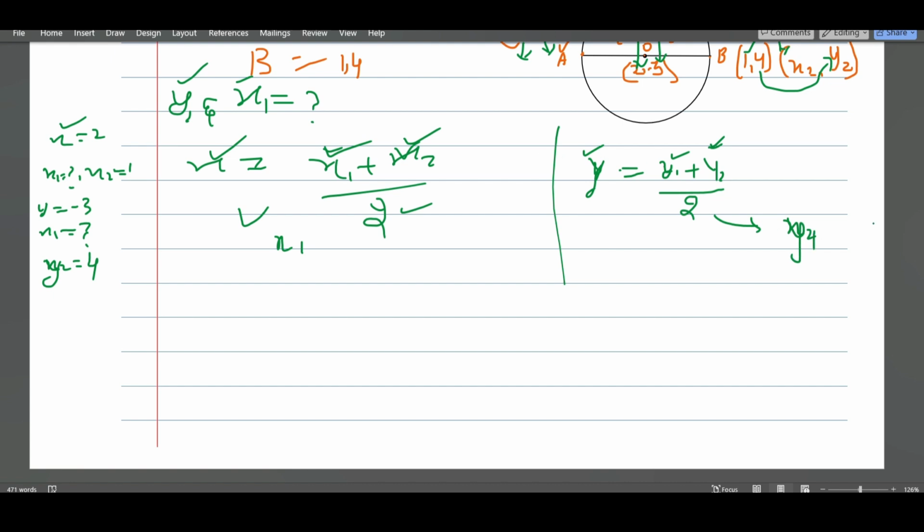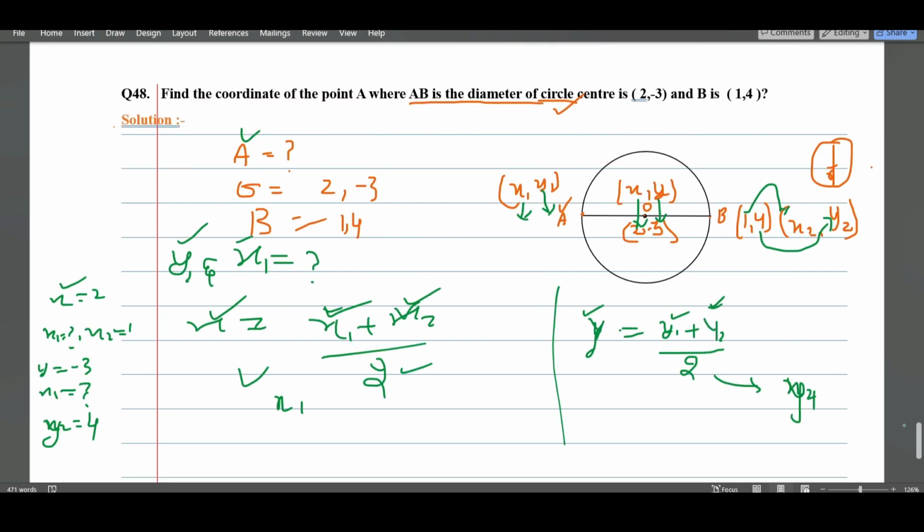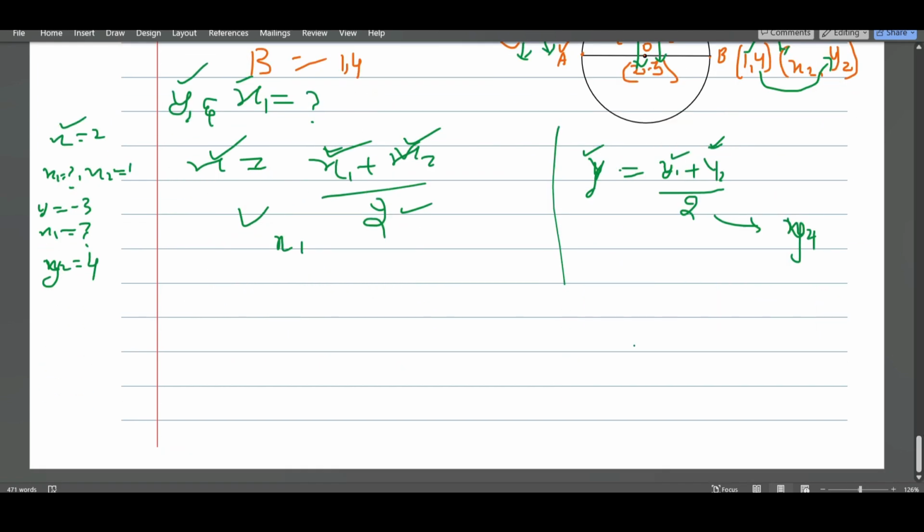Okay, so if we have the value of x1 and y1, according to that we can find the coordinates of A, because x1 and y1 are the coordinates of A. So for x, x is equal to (x1 plus x2) divided by 2. Okay, so what is the value of x?